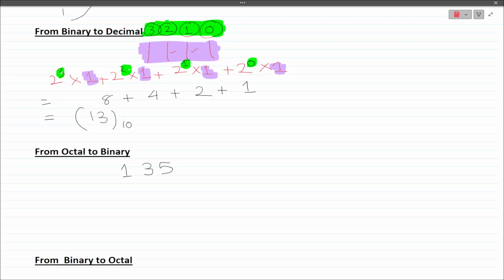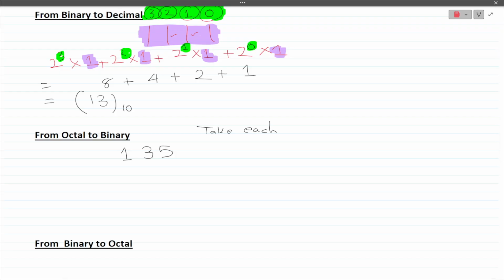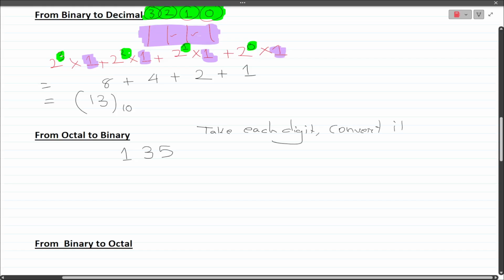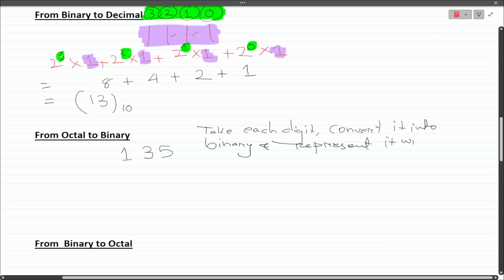Now just see how I will be converting this particular number to binary. Remember, in our octal number, the steps are: take each digit, convert it into binary, and represent it with 3 digits.